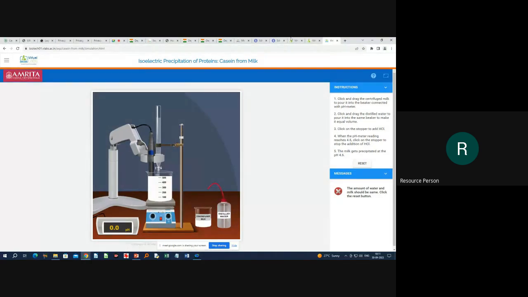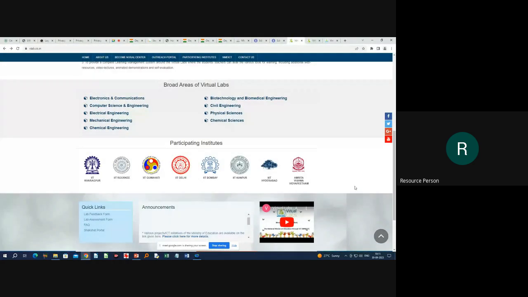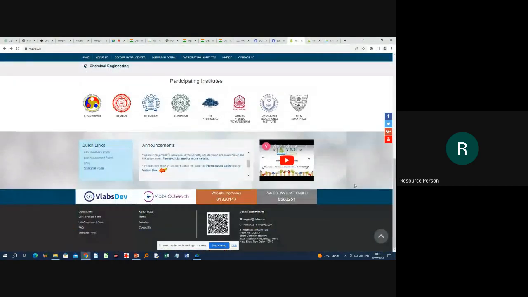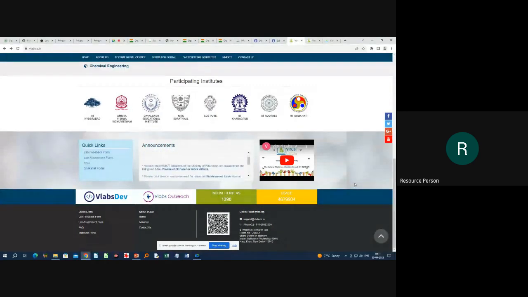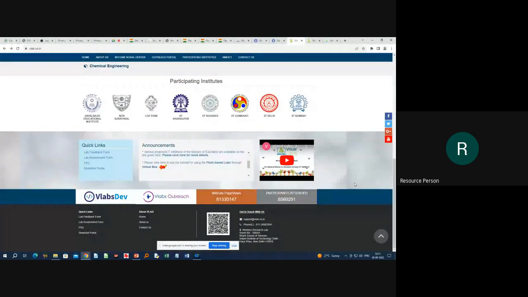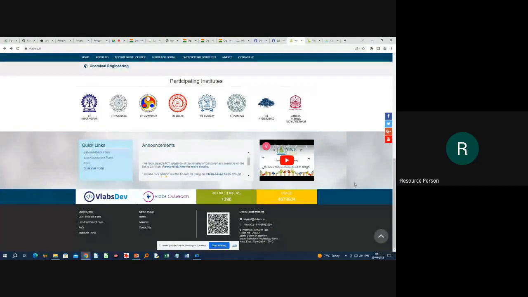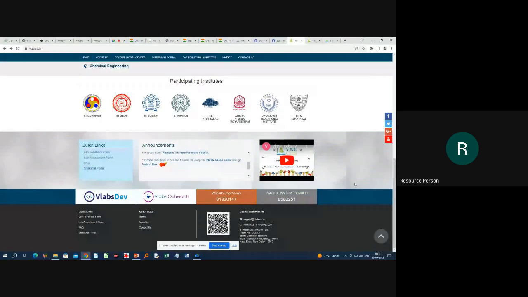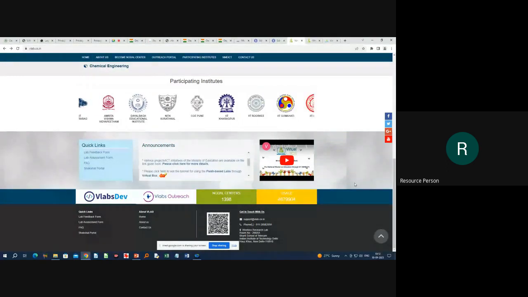Another thing that I want to mention here is, suppose you have some experiments that you believe should be part of the virtual lab. A proposal can be submitted and the Ministry will evaluate and fund the project for your institution. Then you can start getting funds, develop that lab, and that lab will be included in the virtual lab. That is the beauty here.